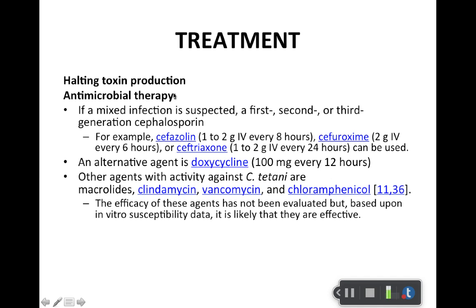If there is a mixed infection, meaning tetanus plus other things, or you're suspecting a grab bag of infections, you want to think about using more broad spectrum antibiotics. That's where the first, second, or third generation cephalosporins come into play, and we have some examples here. So know about those. An alternate agent too, if you have a mixed infection, is doxycycline. That is something to think about, and maybe some macrolides too. But for a mixed infection, probably first line, you want to go with a cephalosporin, whichever one's on formulary at the hospital you're at.